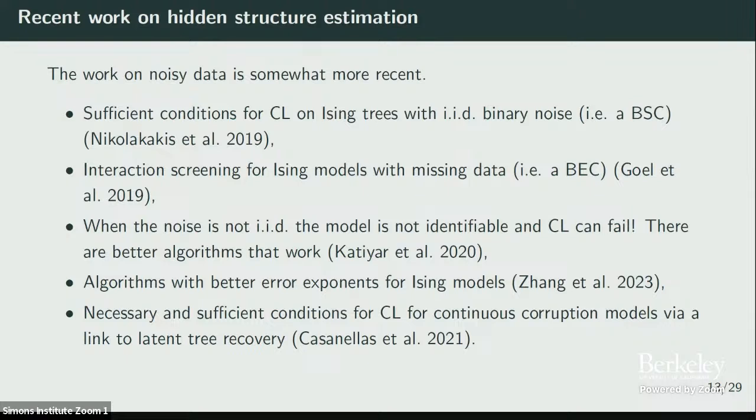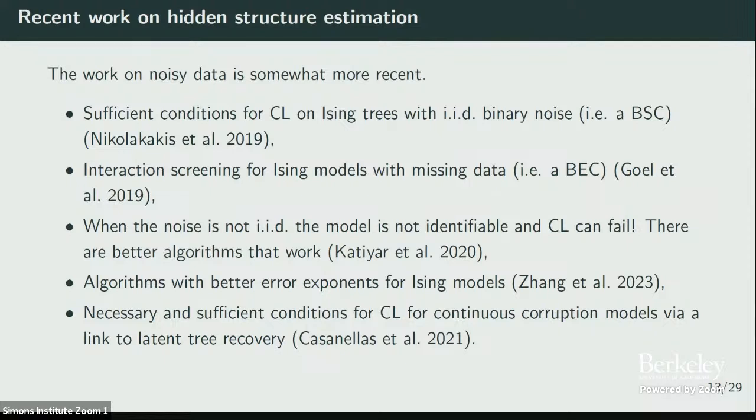If the noise isn't IID, that is, if the noise is dependent across variables and/or has a different distribution at each node, then in some examples you can show that the Chow-Liu algorithm will fail. I'll show one later. But if you know those differences, you can sometimes correct for it. There are also other algorithms which could work in this setting where you have different bit flips on every variable.